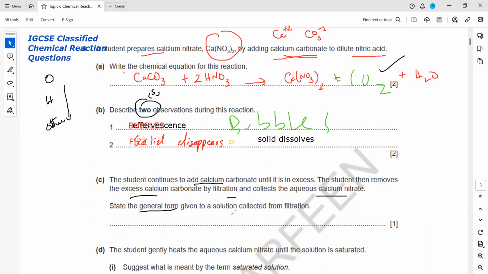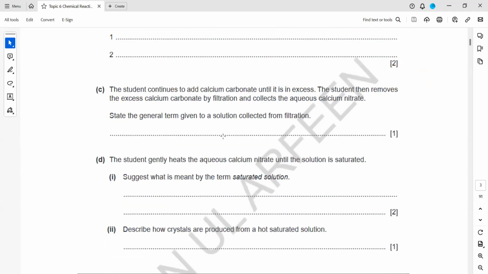State the term given to a solution collected from filtration. We call that the filtrate, and what is left on the filter paper is known as the residue. Then the student gently heats the aqueous calcium nitrate until the solution saturates.